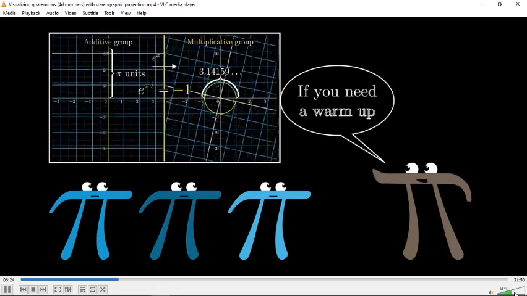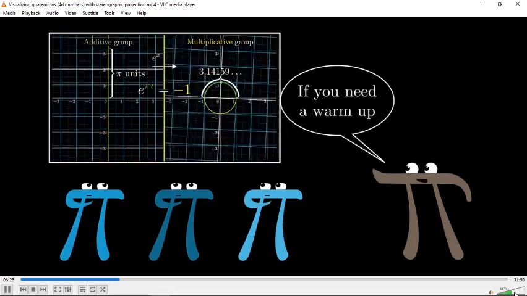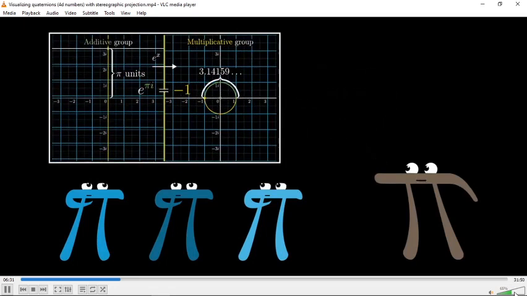By the way, if you want to review thinking about complex numbers as a kind of action, a good warm-up for this video might be the one I did on e to the pi I, explained with introductory group theory.